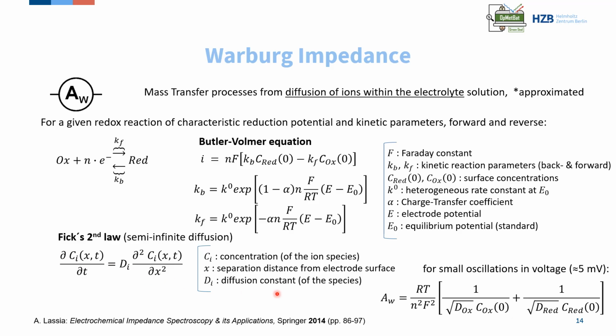With further treatment of these expressions, when solving this for a very small oscillation in voltage amplitude, quadratic terms are not significant, and the resulting expressions can be simplified to describe the Warburg coefficient. This Warburg coefficient can then be described according to the contributions of diffusion and concentration at the electrode surface of the different redox species.